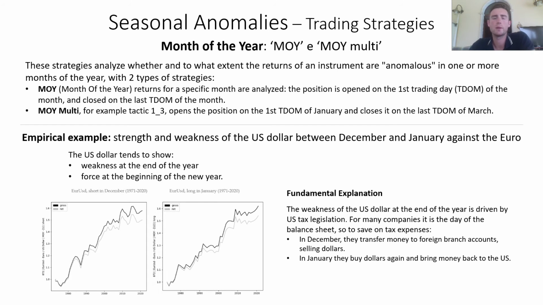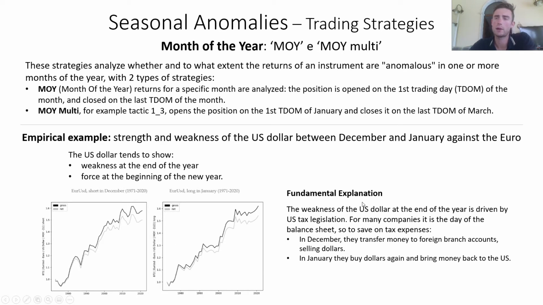An example, the strength and weakness of the US dollar between December and January against the euro. The US dollar tends to show weakness at the end of the year, then strength at the beginning of the new year. Here you can see 2 charts, both from 1971 to 2020. The first is a strategy that goes short in December, and the second long in January, both on euro-US dollar.